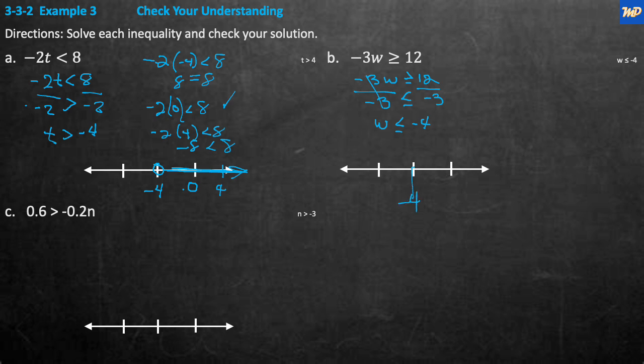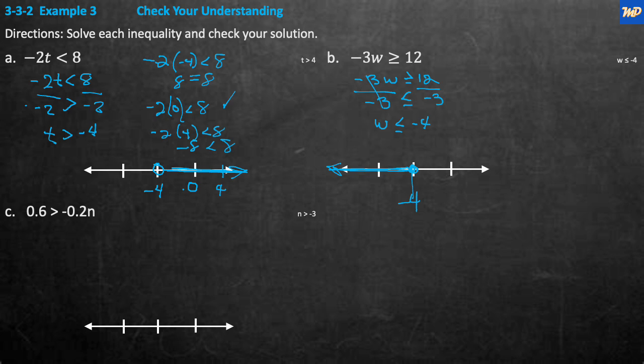Here's negative 4. It's less than or equal, so I'm going to put a big old dot on it. And w is less than negative 4. So that means w is everything here that's less than negative 4, which is negative 5, negative 10. Those are all less than negative 4.